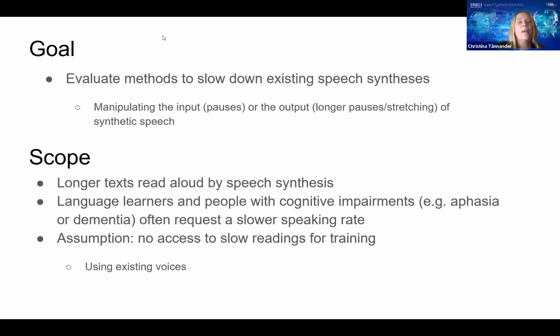Our scope is that language learners and people with cognitive impairments, such as dementia or aphasia or something else, often require a slower speaking rate to be able to understand the message, and they need a longer processing time, especially when listening to longer texts read aloud. And as I said, we assume here that we don't have access to slow readings for training a slow TTS system, but we use existing voices and manipulate the input or the output of them.